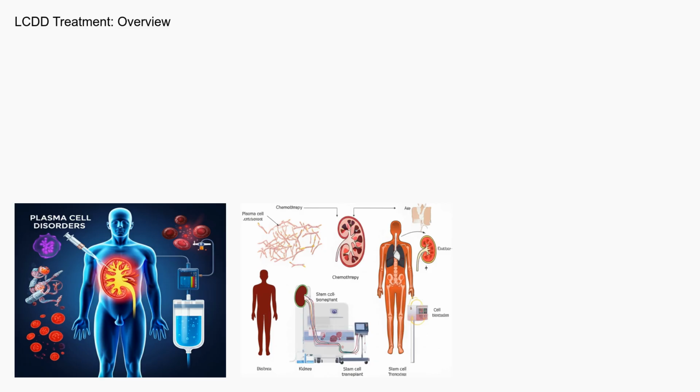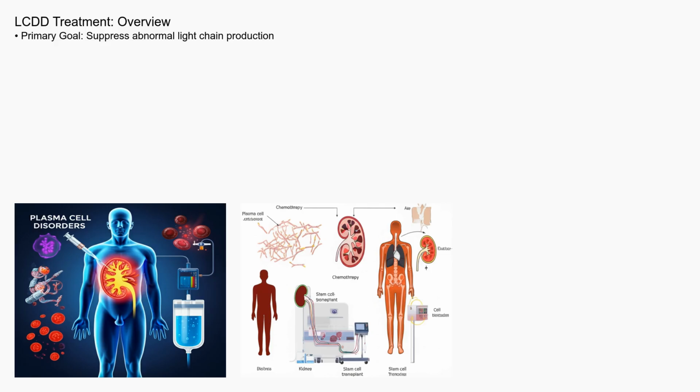The primary goal of treatment for LCDD is to suppress the production of abnormal light chains by targeting the underlying plasma cell disorder. Treatment strategies typically involve chemotherapy regimens, similar to those used for multiple myeloma. These regimens may include drugs like bortezomib, cyclophosphamide, and dexamethasone. For eligible patients, autologous stem cell transplantation may be considered as a more aggressive approach to achieve deeper remission.